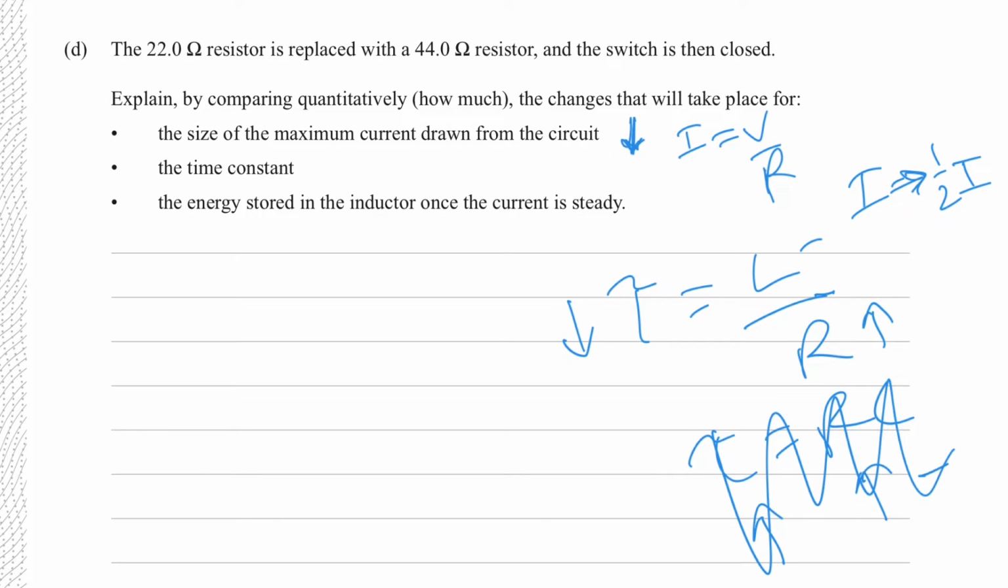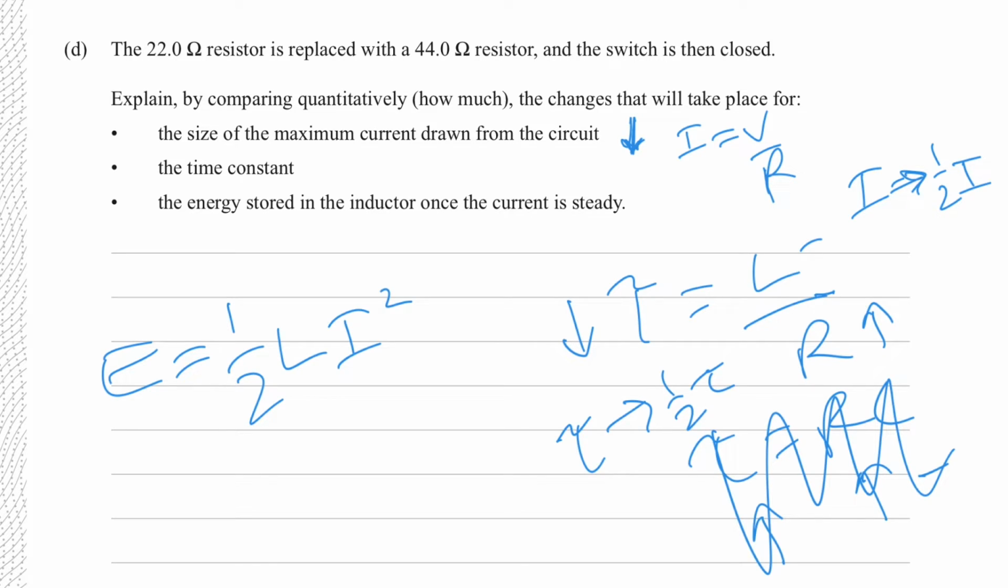So the time constant goes to half, which means it'll reach the steady state quicker. Yep. And then the energy stored in the inductor once the current is steady. So again, E equals half L I squared. That's your energy stored in the inductor.